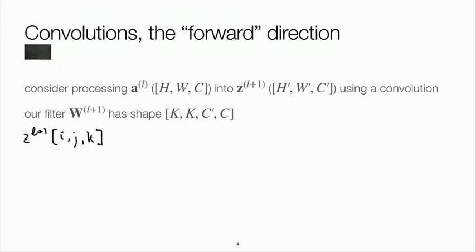So what do I care about? Well, here, i and j are like the height and width, the particular pixel that I'm looking at in ZL plus 1. What determines that is the corresponding patch in my input AL. That patch is going to be starting from i and j and then moving across by whatever the filter size is, by K this way and then K that way. So this ends up looking like this particular sum.